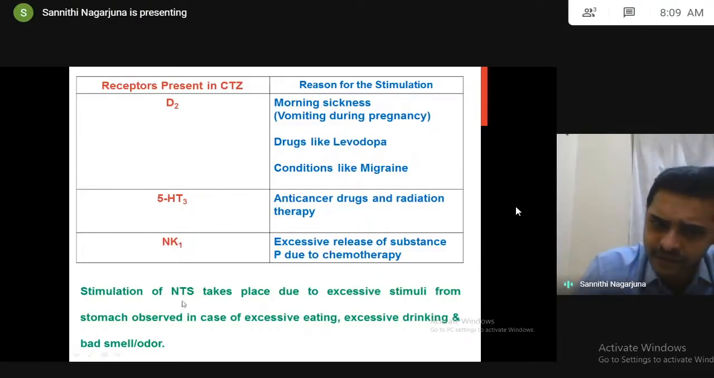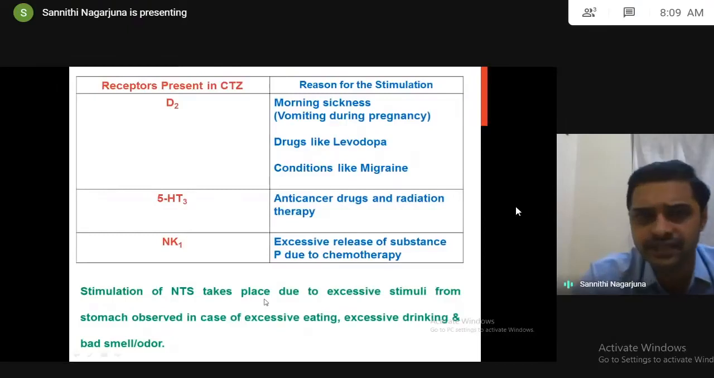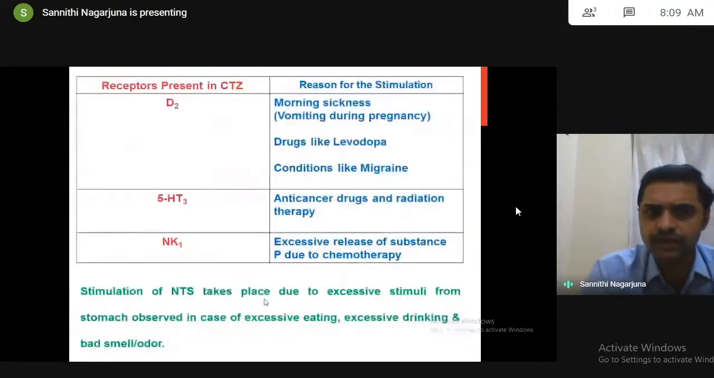And NTS will be stimulated when we have more stimulation from the stomach, when we are taking more food, more water, or any liquid, or because of bad smell, odor, or food poisoning. So this is what I'm telling you. There are various reasons for vomiting. So stimulation of these receptors, everything I explained.